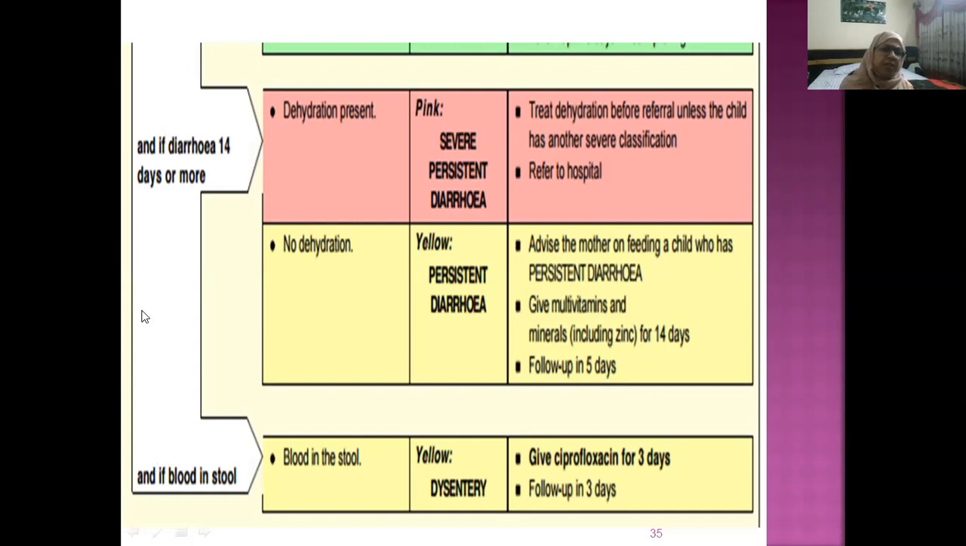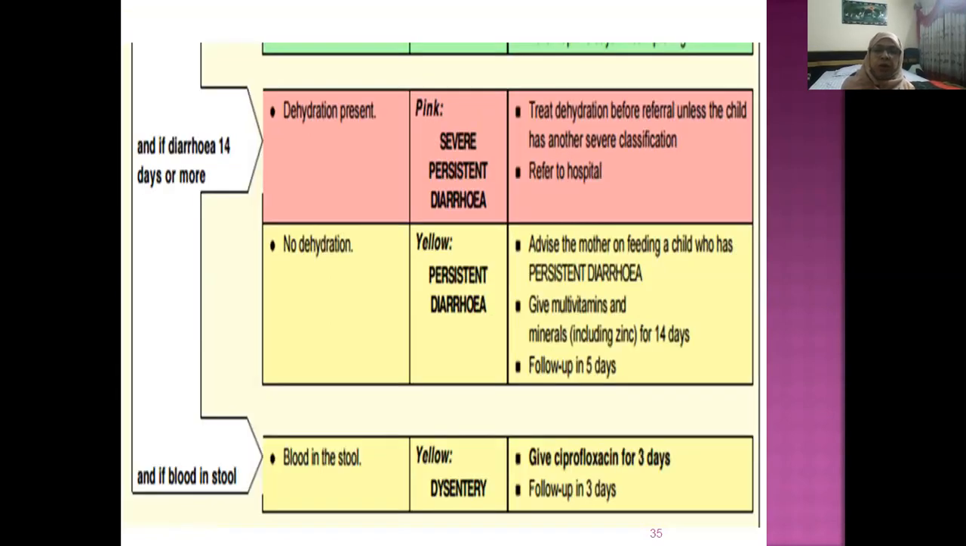If the baby has diarrhea with blood in the stool, yellow zone, and this is dysentery, you have to start ciprofloxacin. Here it is 3 days. Usually we practice with 5 days and follow up after 3 days. In IMCI, it is 3 days.